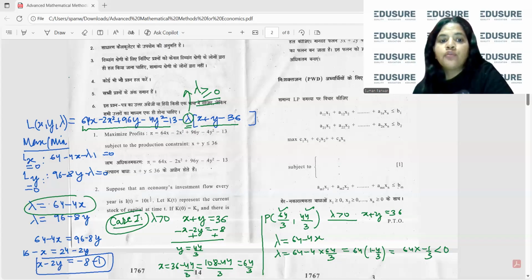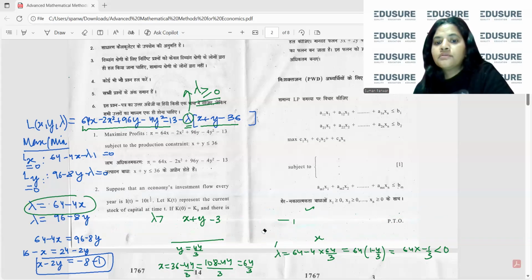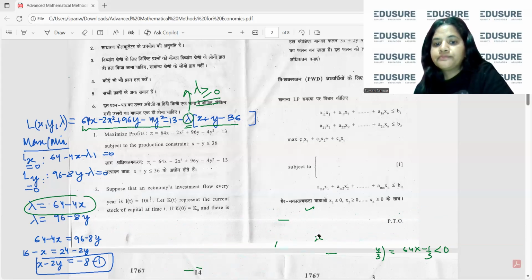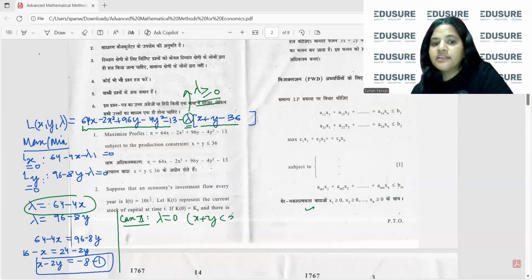So now we will have to go to case number 2. So what happens in case number 2? We have to consider the case when lambda is equal to 0. Here x plus y can be less than 36, but lambda becomes 0.